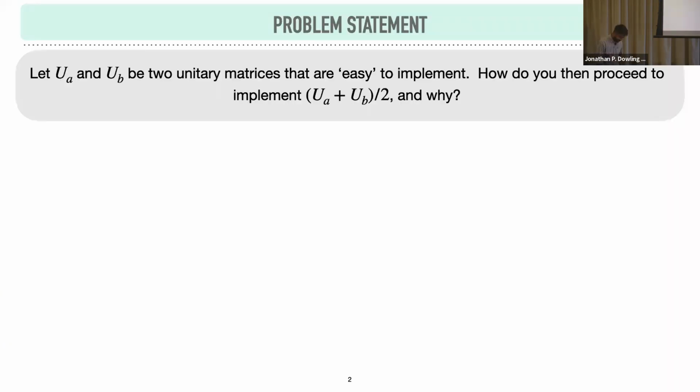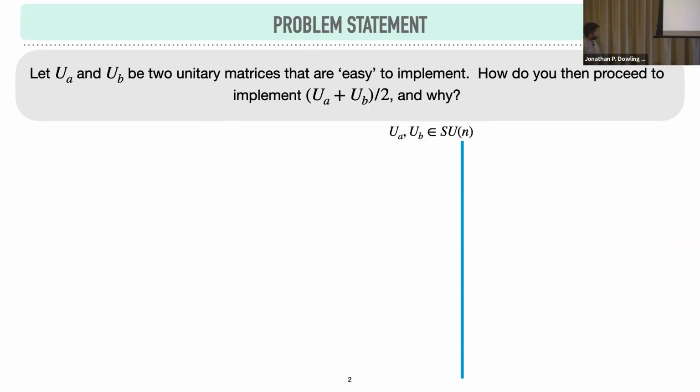Okay, so the problem statement that I want to talk about during this session is that let's say you are given access to unitaries U_A and U_B that are in some sense easy to implement. How do you then proceed to implement an average of these two unitaries? And more importantly, why are you interested in such questions? In the context of what our group does, we consider unitaries which are linear interferometers, basically U_A and U_B belong to SU(N).